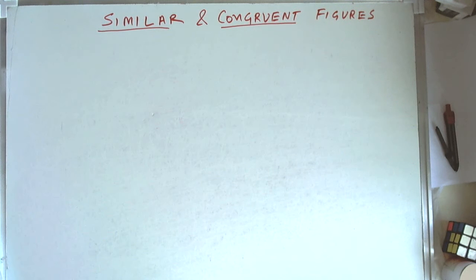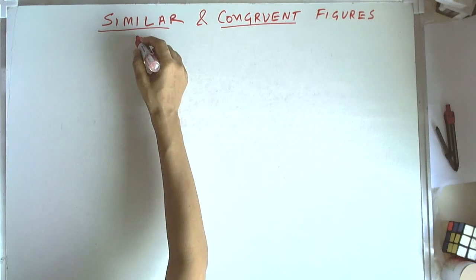In this video, we will learn what is similar and what is congruent, and what is the difference between similar and congruent. Now, when we talk of similar, as the word implies, similar means something which is similar in the sense it is same, and congruent means it is something which is identical.